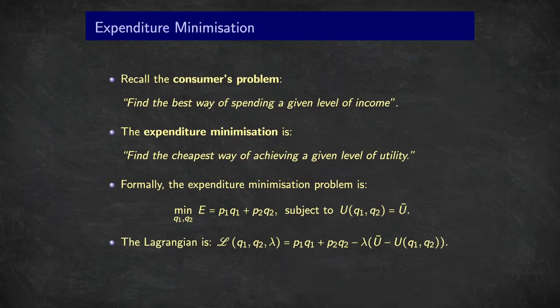The expenditure minimization problem is essentially a dual of the consumer's problem. Rather than having a given level of income and trying to maximize utility, the expenditure minimization turns the problem upside down and asks the question, find the cheapest way of achieving a given level of utility. So the ingredients for this problem for a consumer will be the prices for each good, they will be given the prices, and they will be given a target level of utility.